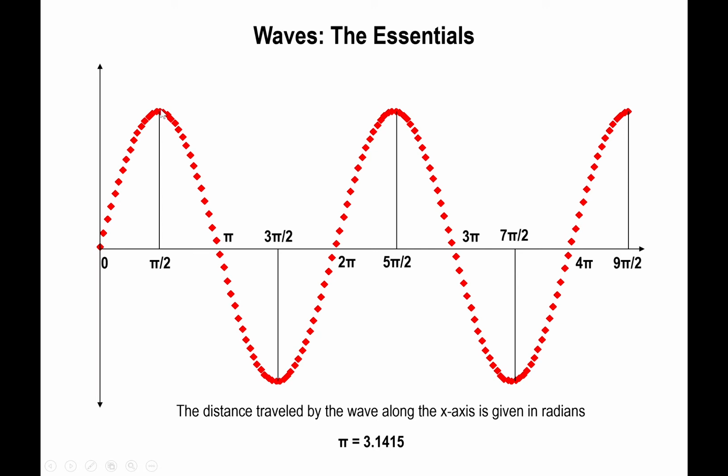So the crests happen every pi over 2 plus 2 pi, right? So we have pi over 2, 5 pi over 2, 9 pi over 2 for the crests. The troughs happen exactly at an additional unit of pi, so 3 pi over 2, 7 pi over 2, etc. And then there are some points that do occur right on the x-axis, meaning that there is zero amplitude at that particular place. So that happens at pi, 2 pi, 3 pi, 4 pi.